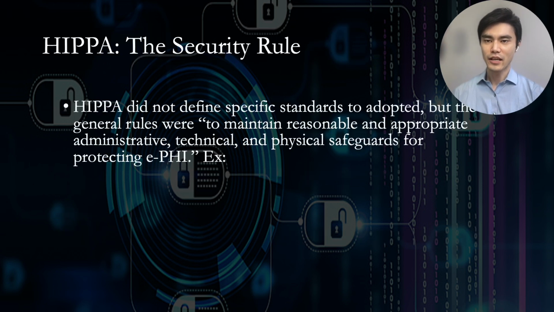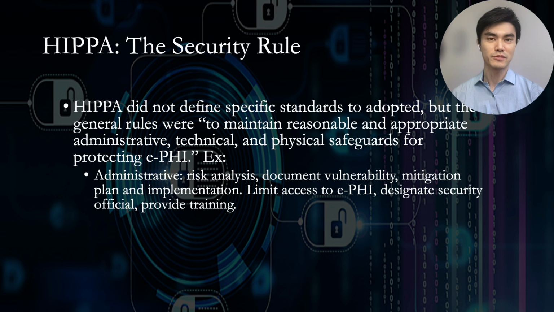Regarding the Security Rule a little bit more, HIPAA did not define specific standards to adopt, but the general rule was to maintain reasonable and appropriate administrative, technical, and physical safeguards for protection of ePHI. For example, administrative safeguards include risk analysis, documenting vulnerabilities, a mitigation plan and implementation, limiting access to ePHI, designating security officials, and providing training for those who are accessing the data.